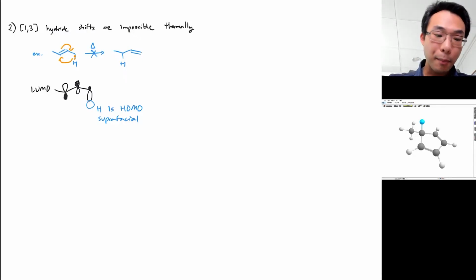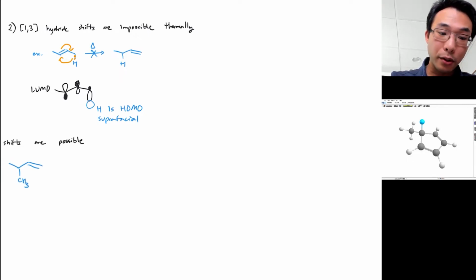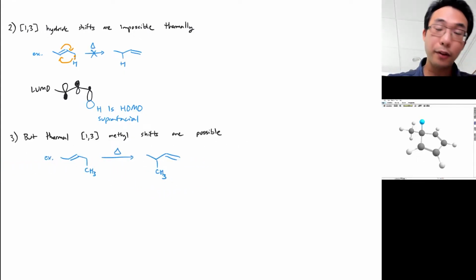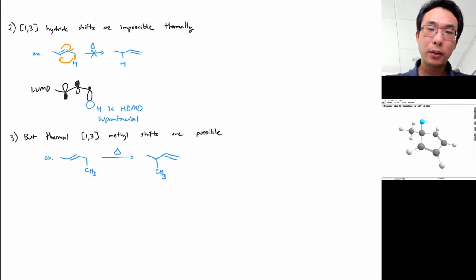This is interesting to compare to a different group undergoing a 1,3 shift, and it turns out that a thermal 1,3 methyl shift is possible. And so at first glance, you might think, well, you just told me that a 1,3 hydride shift isn't possible. What makes a 1,3 methyl shift possible? And the big thing is that we can get one of the components of the reaction to be antarafacial. So let's look at these orbitals.